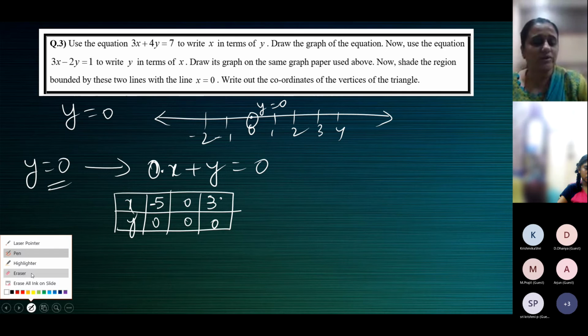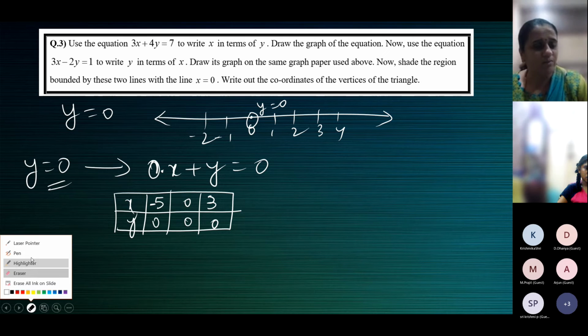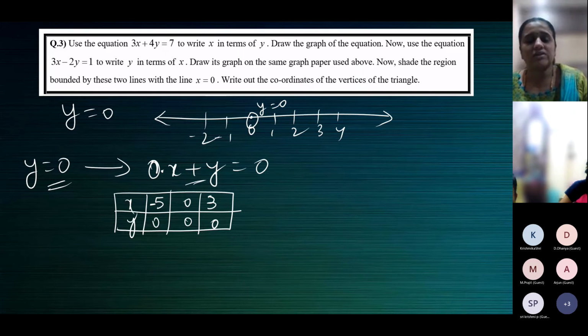Y is equal to 0, when you treat it as a linear equation in one variable y, is a point on the number line. Two variables x and y, that means you'll have to write it like this, 0x plus y is equal to 0. If you treat it like this, then it's a straight line in the Cartesian plane. So to get the straight line, we need to make the xy table. And in the xy table, y will always be 0 because y is equal to 0. Y is always 0 for any value of x.